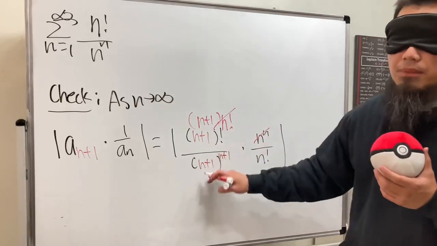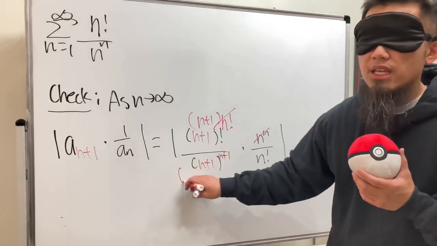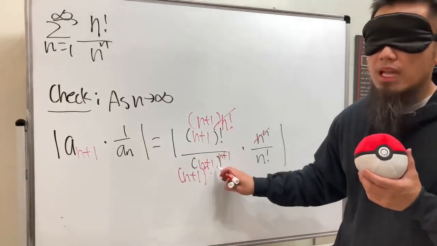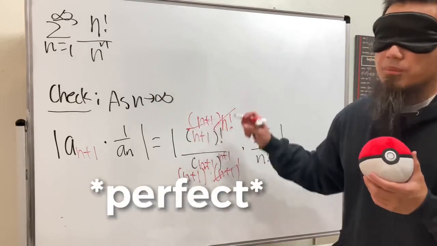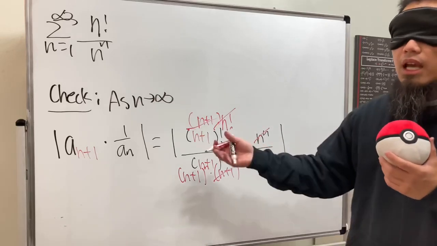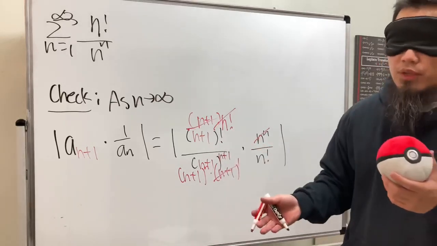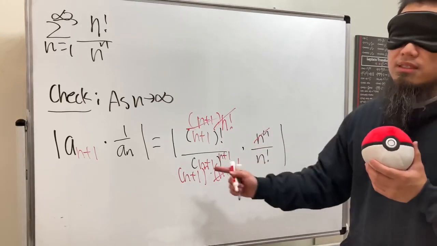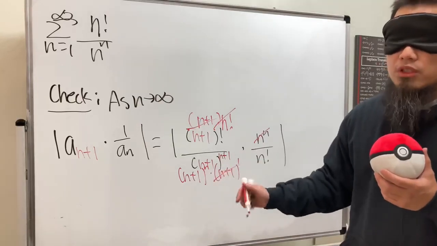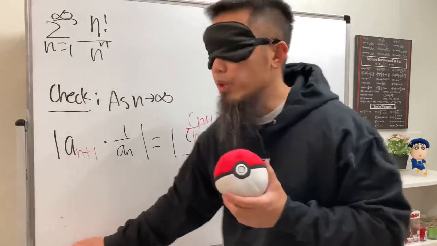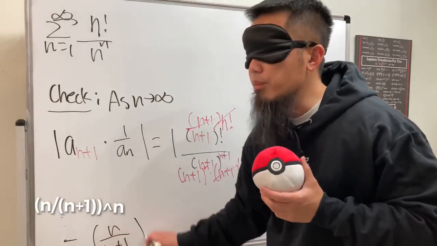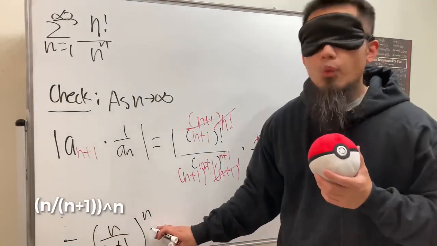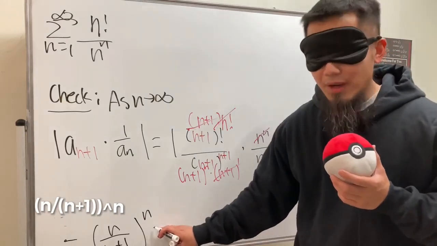Good. On the bottom, we can use the rule of exponents and we can get n plus 1 to the nth power times n plus 1 to the first power. And this and that can be cancelled. Very nice. Everything inside is positive, so we don't need the absolute value anymore. This is n to the n, and this is n plus 1 to the nth power. So we can come here and say we have parentheses n over n plus 1 and put the exponent right here.